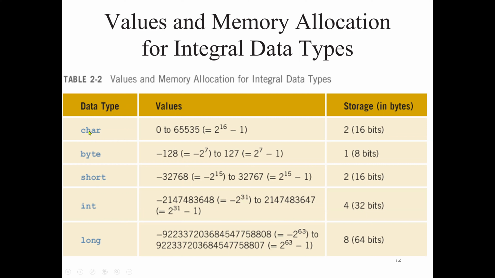So we can see the data type char. The storage capacity is only 2 bytes, which is 16 bits. And the data type byte is only 1 byte, 8 bits. The short is only 2 bytes also, 16 bits. But int is 4 bytes, which is 32 bits. And long, which is the largest, is 8 bytes, which is 64 bits. And we can see the values from -2 to the power 63 all the way to +2 to the power 63 minus 1. So that's a lot of values, in the trillions.